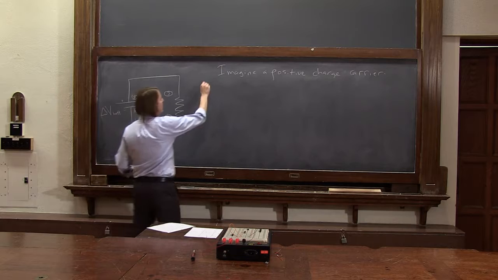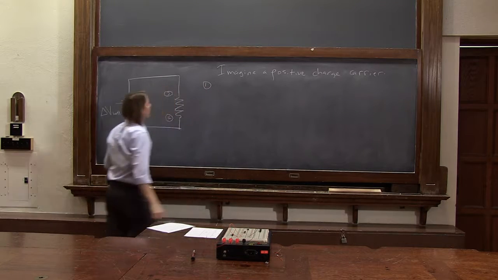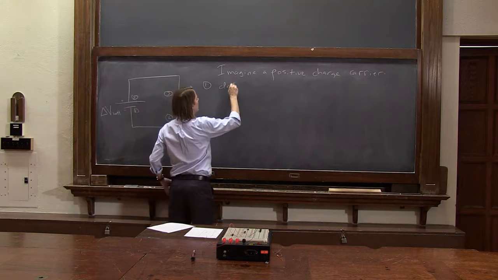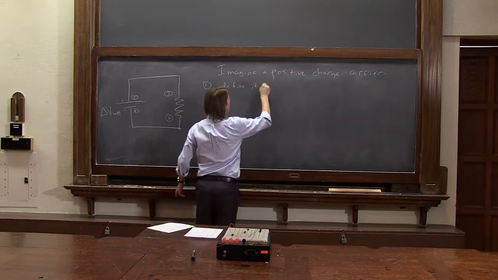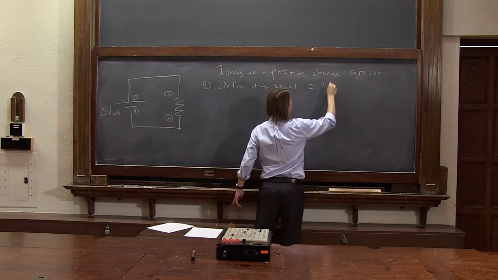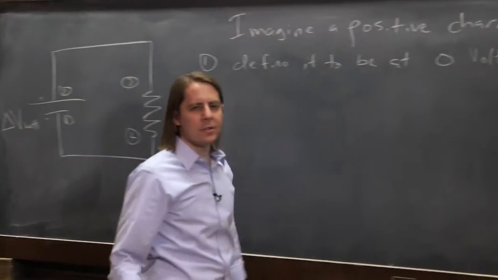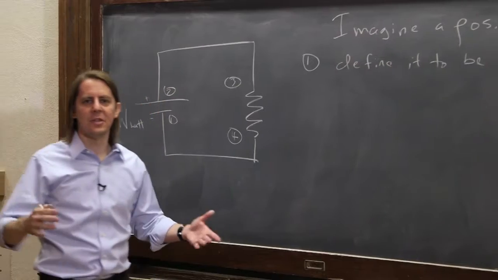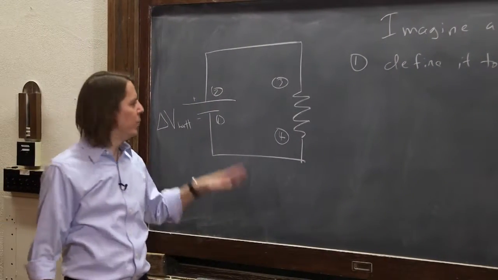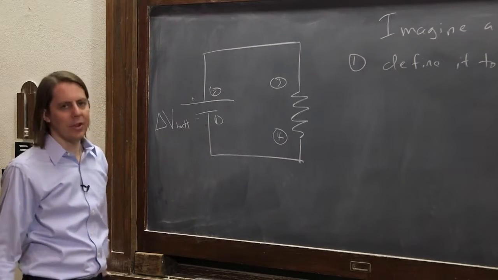Let's start at 1. It's just sitting at 1, minding its own business. It's just sitting there. We define it to be at 0 volts. Just like when we were doing potential calculations, we said we'll call infinity 0 volts. You always get to call somewhere 0 volts. So we are going to say right there, we're going to call that 0 volts.